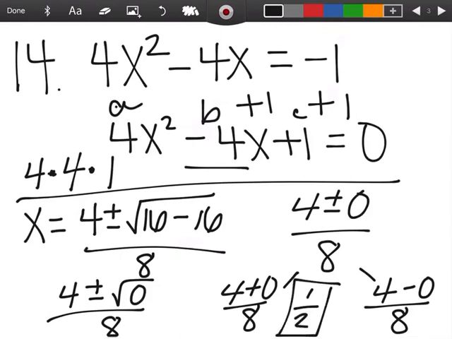So there's no need to write it twice. Remember, sometimes there's two answers, sometimes there's one answer, sometimes there's no answers. So this only has one answer. If I were to graph number 14, the only place where it would cross the x-axis is at positive 1/2. So number 14 just has one answer, positive 1/2.